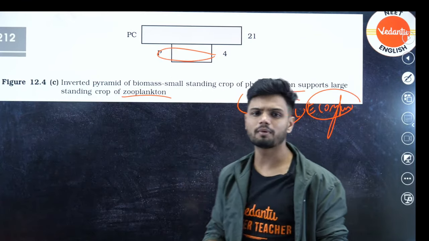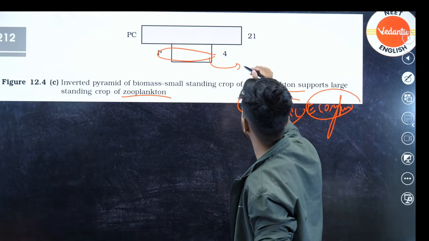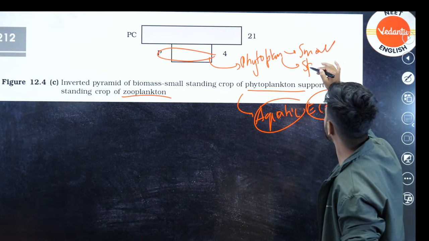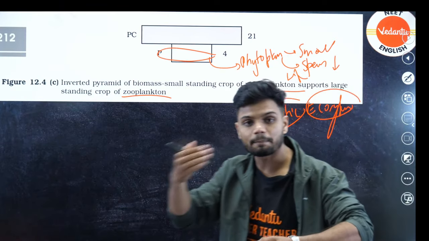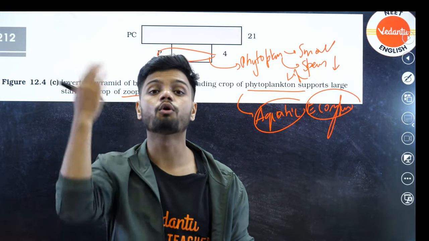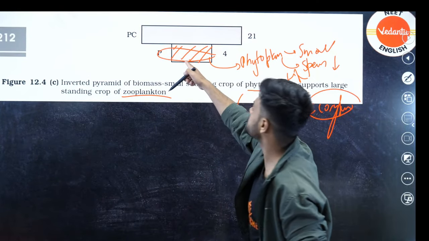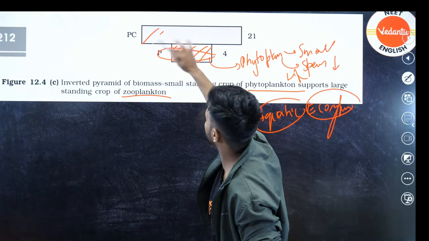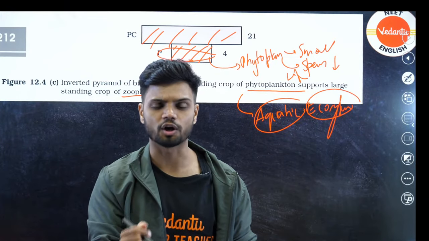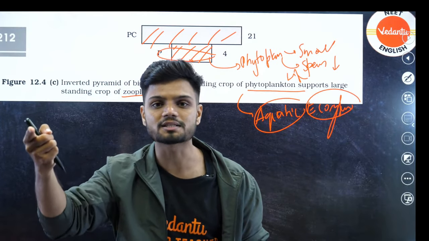This is your phytoplanktons, whose biomass is very small. Phytoplanktons are very tiny. What is their lifespan? Their lifespan is very less. They will replicate and they will die very fast. If they're replicating and dying very fast, and their size is very less, will the biomass be more or less? Biomass will obviously be less. That is why in the case of phytoplanktons, biomass is less, but in the case of zooplanktons, the biomass is more. Remember, don't by heart this. Understand why phytoplankton biomass is less. Because size is less, and also they replicate faster and they die faster.